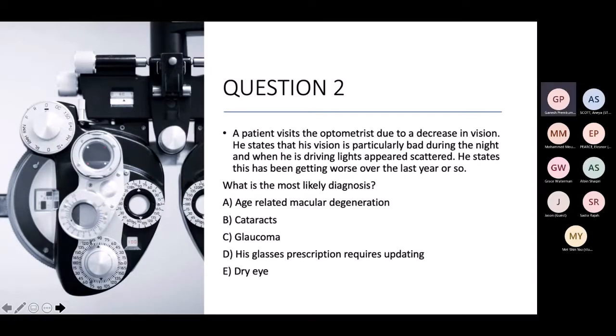Okay, question 2. A patient visits the optometrist due to a decrease in vision. He states that his vision is particularly bad during the night, and when he's driving, lights appear scattered. He states that this has been getting worse over the last year or so. What is the most likely diagnosis? Polls open, please.